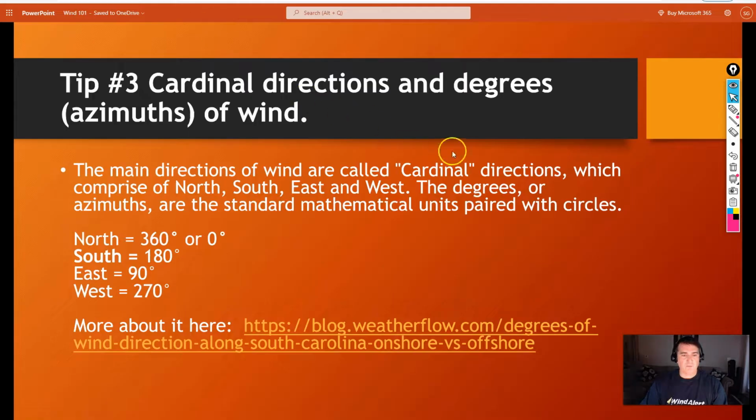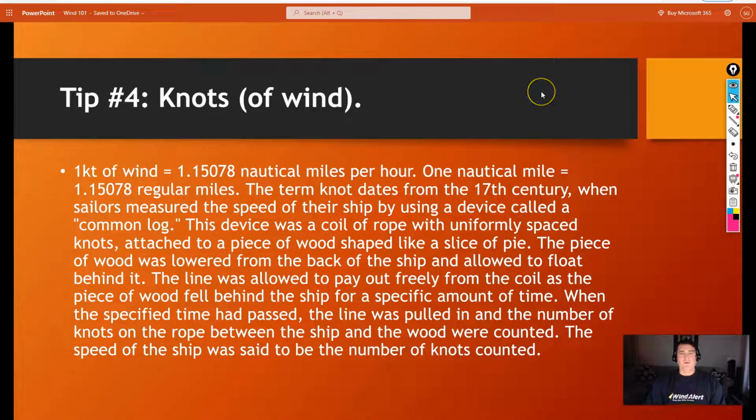So going back to our PowerPoint, let's go ahead to tip number 4, knots of wind. Now, there has always been a little bit of a difference in metric units versus how the Americans have done things over the years. But the original measurement of wind speed was done with knots, and a knot is about 1.15078 nautical miles per hour. So 1 nautical mile equals 1.15078 regular miles. Basically, that's what 1 knot of wind is to miles per hour.